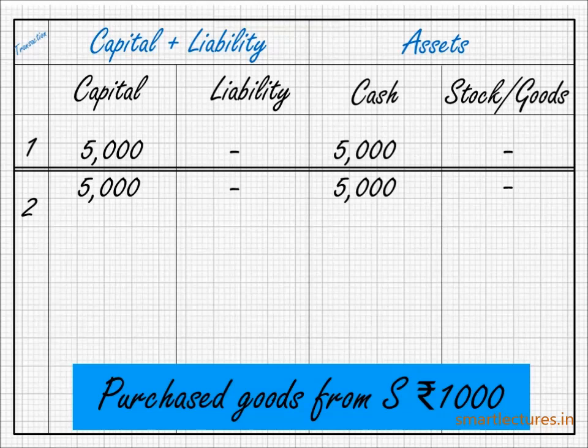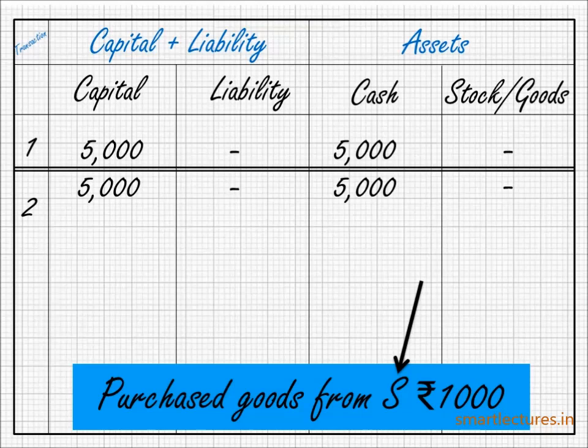Purchased goods from S. It's not clearly written whether these are cash purchases or credit purchases. But in this sentence, they have mentioned the name of the supplier, and the name of the supplier is S. It means this is the indication that goods have been purchased on credit basis. It means goods were purchased but the money was not paid immediately. It means we promised S that we'll pay the money later on. Maybe 1 month, 2 months, 3 months, whatever it is.